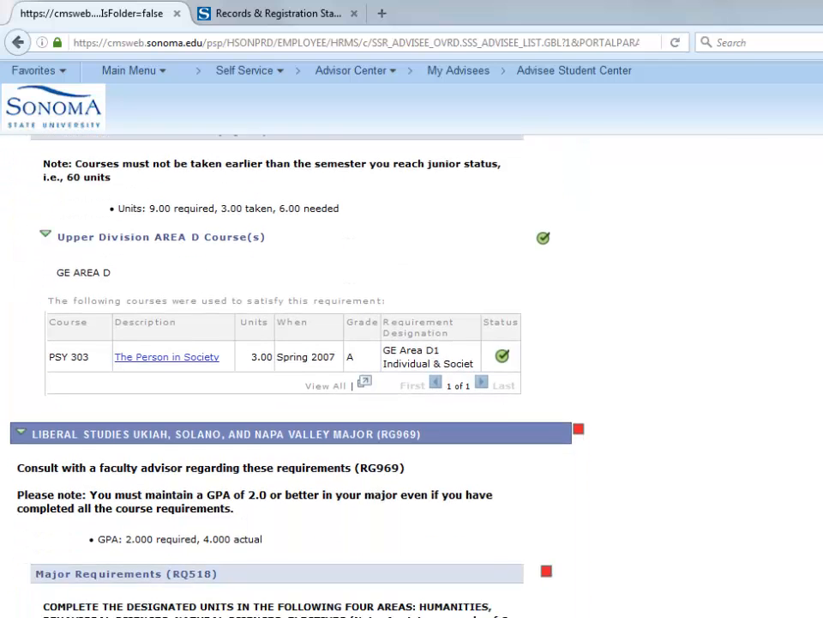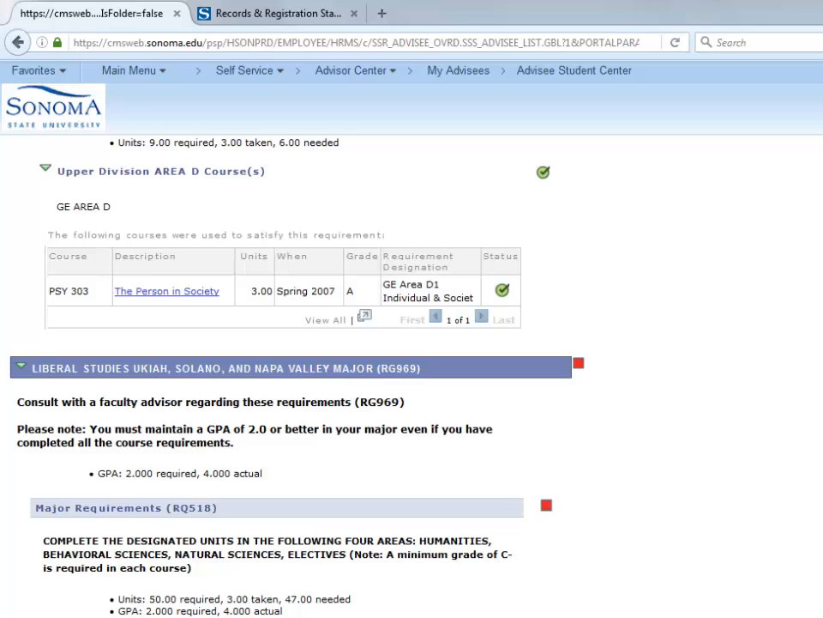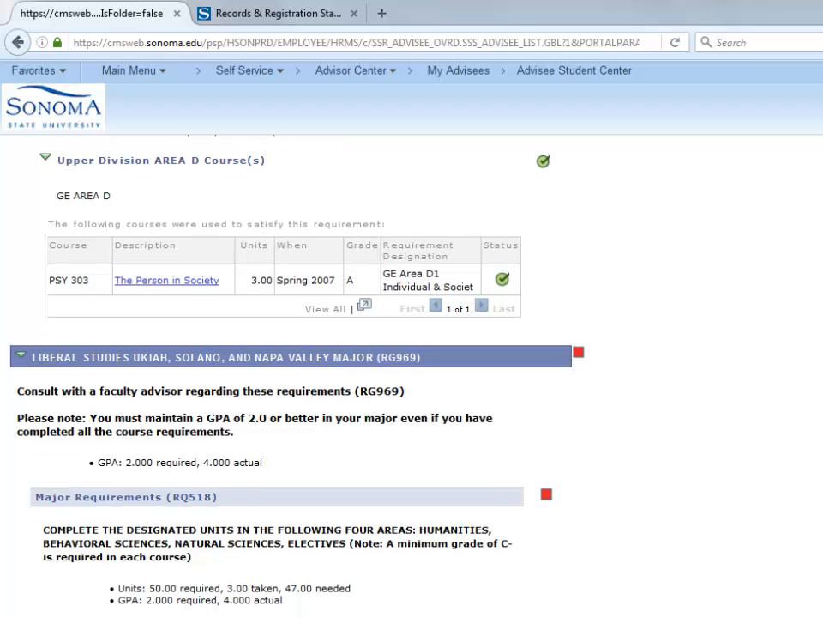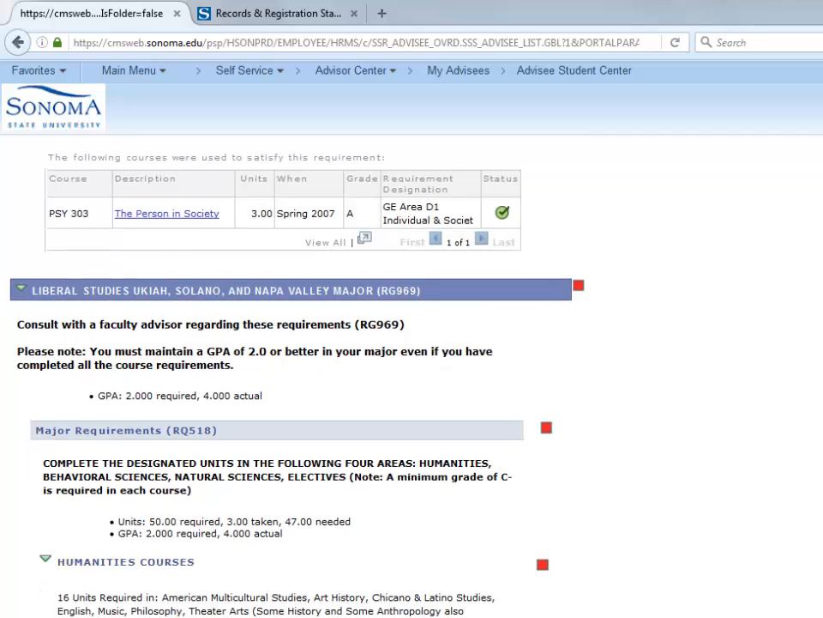At the bottom of your academic requirements report are the requirements for your major and your minor if you have one. Obviously, these requirements are going to be specific and different depending on what the student's major is, but you can track your progress in your major by viewing the icons that we have reviewed above.